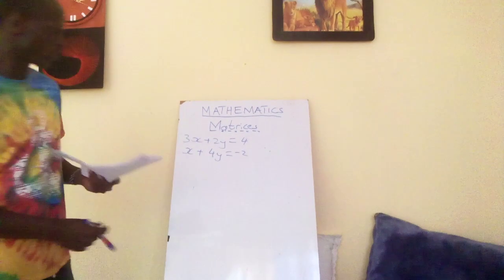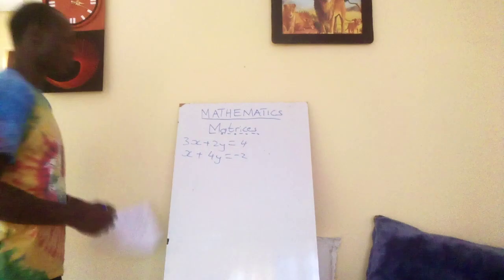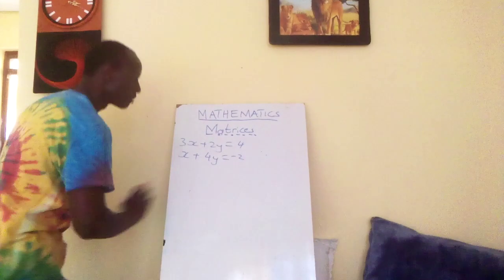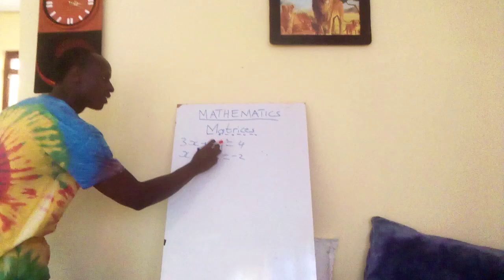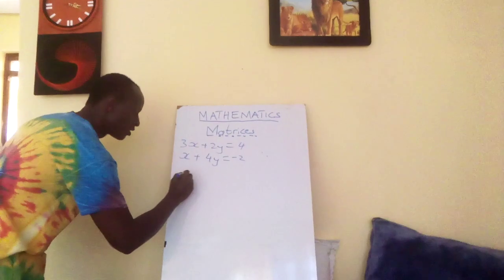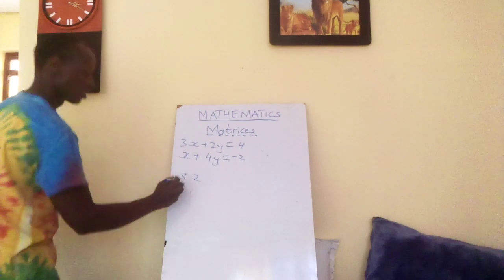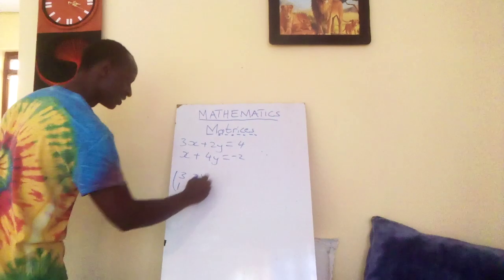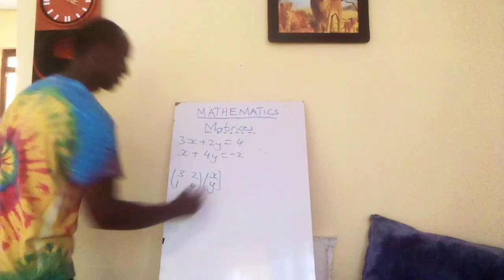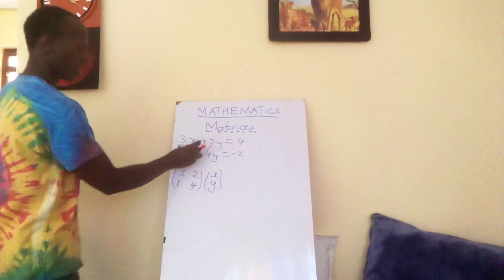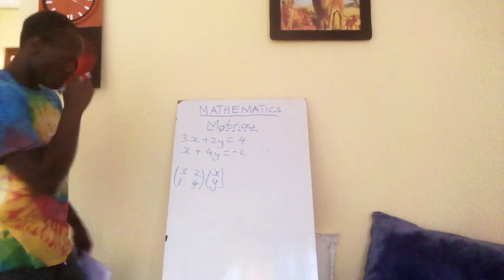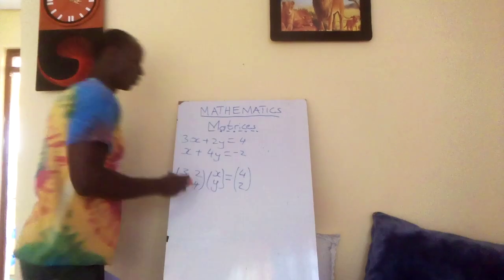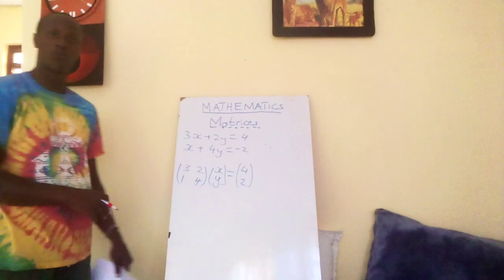So what's the first step? You have been told to solve these two simultaneous equations using the matrices method. The first step is to write the simultaneous equations in matrix form. You take the coefficients: 3, 2; if there's no digit, you pick 1, because the coefficient here is 1; and 4. Then you put x, y, because both equations are connected by x and y, equals the answers 4, negative 2. So we have written the equations in matrix form.